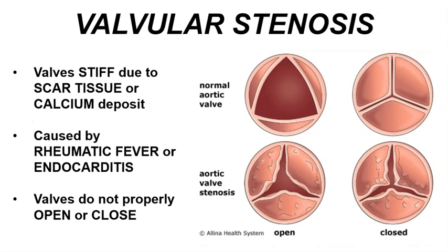Another condition called valvular stenosis is where the valves become stiffened due to calcium deposits or scar tissue. A couple of causes, particularly in the scar tissue area, is that scar tissue can build up on these valves by rheumatic fever, which is inflammation of the joints, the blood vessels, or the heart. Another cause of scar tissue buildup could be endocarditis, which is an infection or inflammation of the endocardium, which can also affect the valves as well.